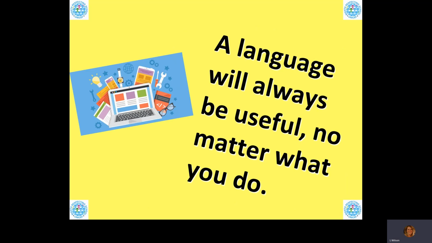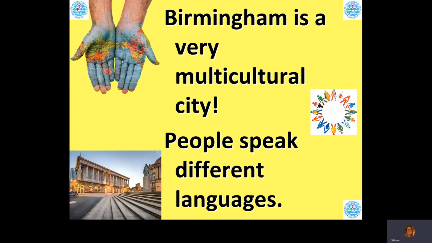A language will always be useful. So think about the language learning skills that you will develop as we go through the next few years, and how they can be transferable and applied to other areas of your life, as we go through your time at Saltley and in the future for when you leave and you start your career.